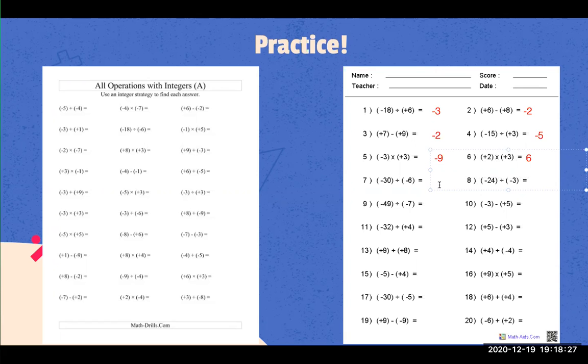Okay, so number 7, right? Wait, hold up. Yeah, number 7. So it's negative 2 times negative 7, right? Parentheses. No, it's this one right here. Oh, wait, we're doing that one? Yeah. Okay, sure, I'll be able to do that. Just let me calculate. It's negative 30 divided by negative 6. Okay, got it.